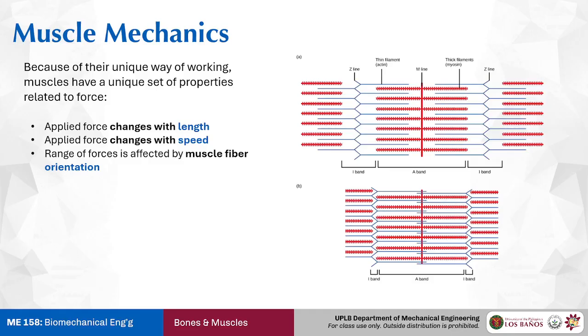Because of how they work, there are astounding properties that you don't see in any other machine. For example, the force of the muscle changes with the length of the muscle. I think you see that in springs, but the behavior of the changing of the force with the length is kind of different. Now, for the speed, yes, speed affects what the muscle can do, and of course, I think this is the more sensible one. The alignment of the muscle fiber affects the force that a muscle can apply.